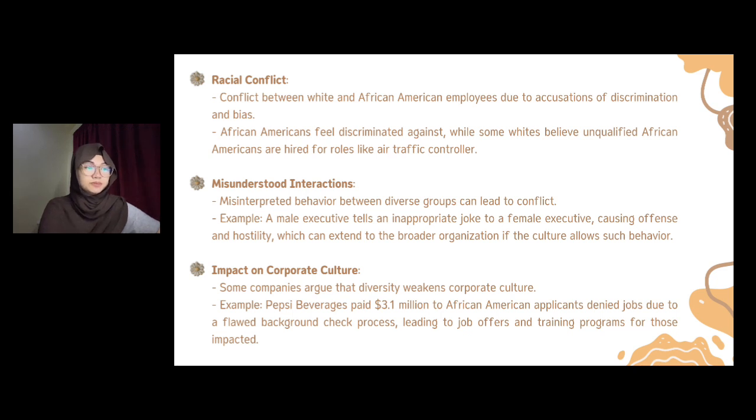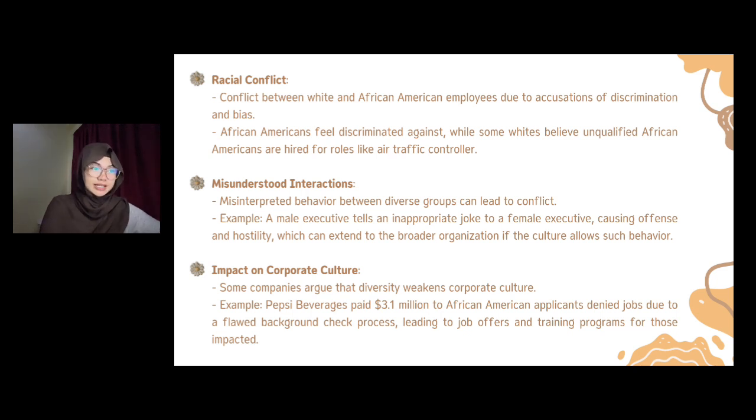So, imagine, a male executive tells a joke to a new female employee. You might think he's being friendly, but if a joke is inappropriate, it can offend her. So this can lead to tension not only with the person involved, si male executive, but across the whole company, especially if the company culture tolerates such behavior.